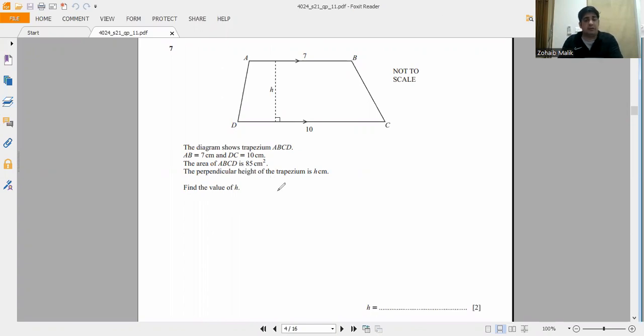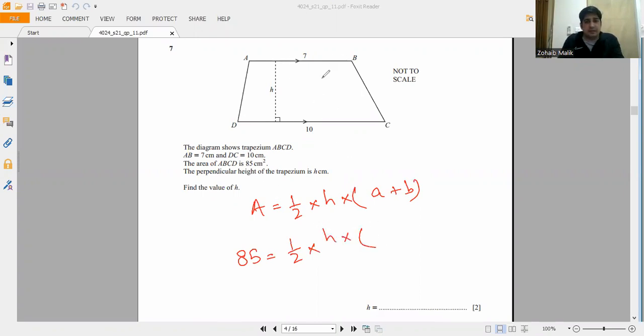As we know, the formula for the area of the trapezium is area equal to 1 by 2 into the perpendicular height into the sum of the two parallel sides, which can be considered as a plus b. Now the area is given as 85, and first of all notice that all the sides and the area are given in the same units: 7 centimeters, 10 centimeters, and 85 centimeters squared. So 1 over 2, no need to change any side. Height we are supposed to find, and the parallel sides are these 7 and 10. 7 plus 10. So now 85 is equal to 1 over 2 into h into 17.